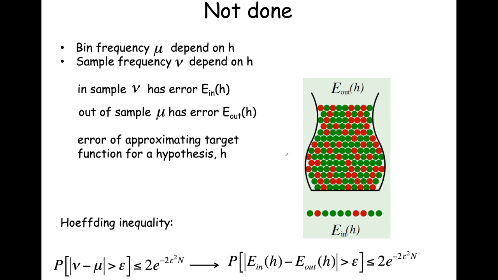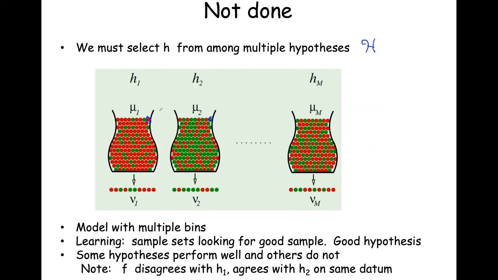So the bin frequency, mu, certainly depends on the choice of hypothesis. The sample frequency nu also depends on the choice of hypothesis. So let's change the notation here, and we're going to connect it specifically to the hypothesis. It is dependent on the hypothesis. For a different hypothesis, as we saw in the previous slide, they might be different in terms of their agreement with the unknown target function for the same vector instantiation for the data point.